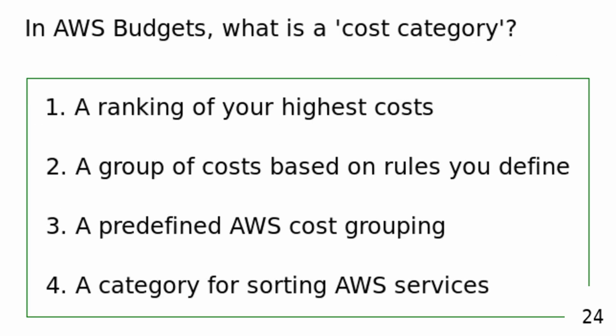In AWS Budgets, what is a cost category? A ranking of your highest costs. A group of costs based on rules you define. A predefined AWS cost grouping. A category for sorting AWS services.